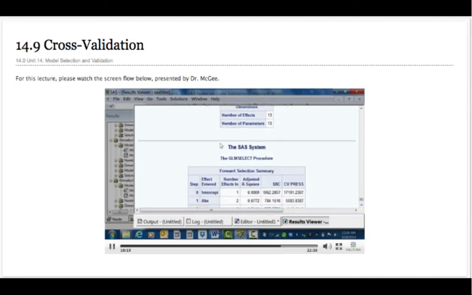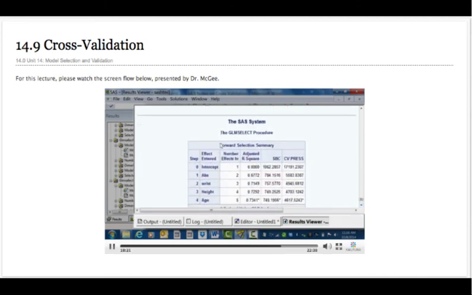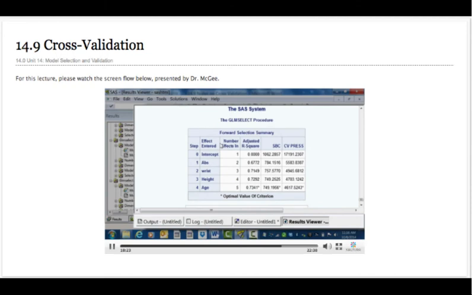13 effects, number of parameters, all that's kind of a sanity check to make sure SAS did what you thought you asked it to do. So here is my model. The first one into the model is intercept, obviously. Here's my adjusted R-square, as those are included. ABS is included, and you can see how the R-square jumps up. So that's the first one to go in.